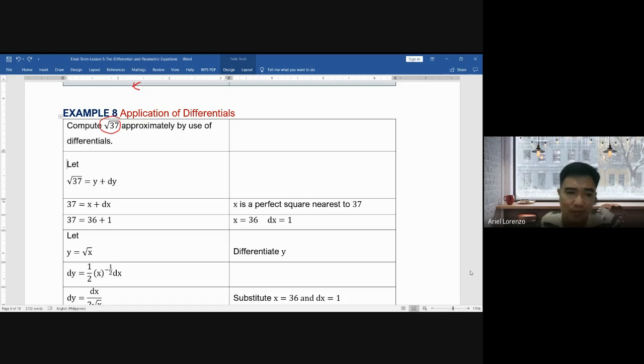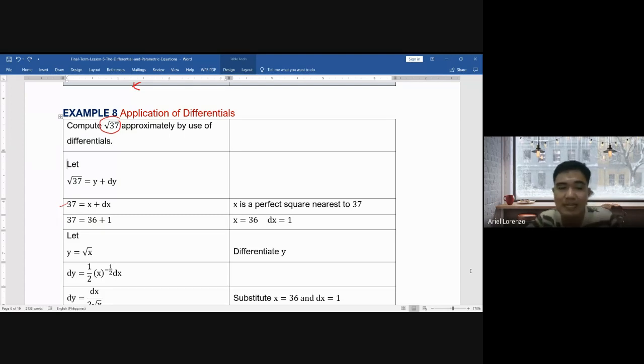Okay, after which, you have your 37. Yung 37 yung nasa loob ni square root. Ang gawin mo naman dyan, class, is it should be equal to x plus dx. From that 37, makukuha natin ang value ni x and makukuha natin ang value ni dx. Paano po i-identify, sir, yung value ni x and dx?